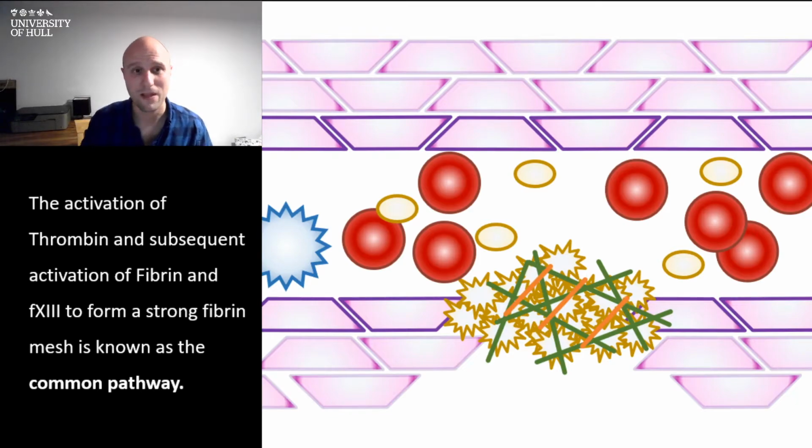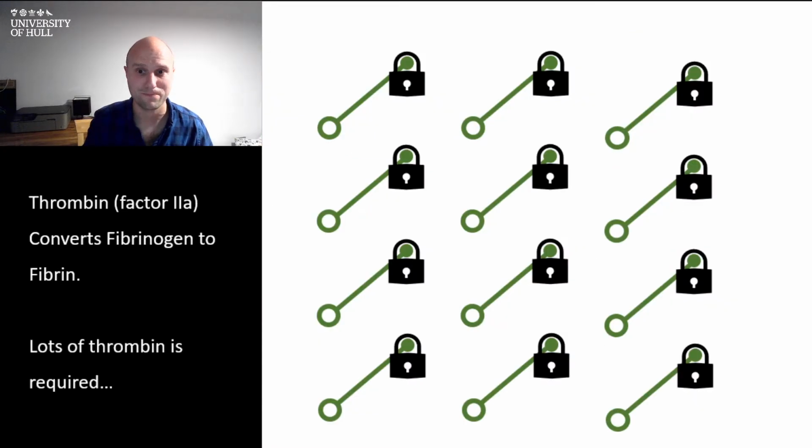Which is stabilising the clot. And this combination of thrombin activating fibrin and activating factor 13, and therefore both of those things stabilising the platelet plug and turning it into a clot, is what would be referred to in the classical way of looking at coagulation as the common pathway.